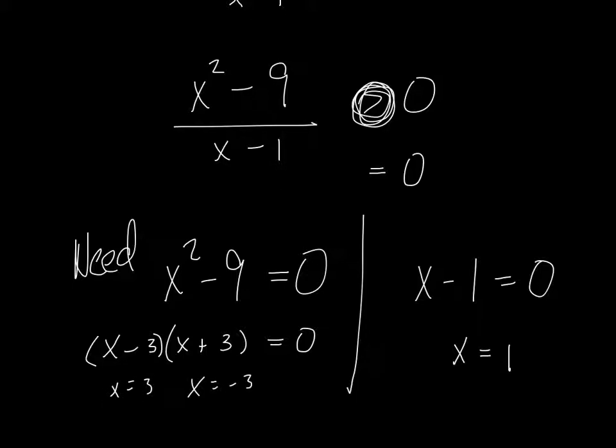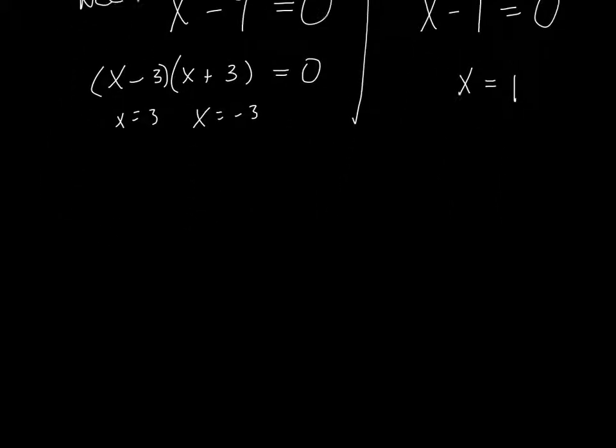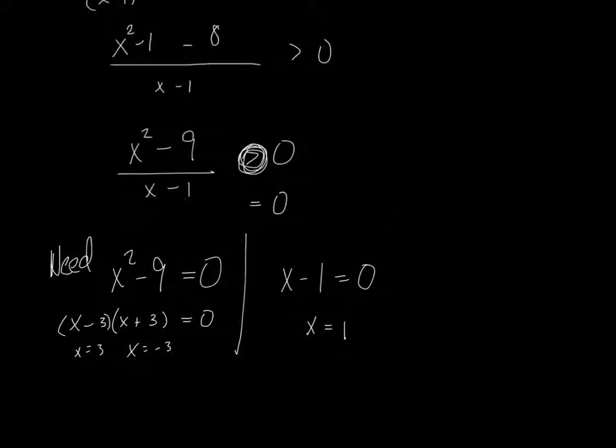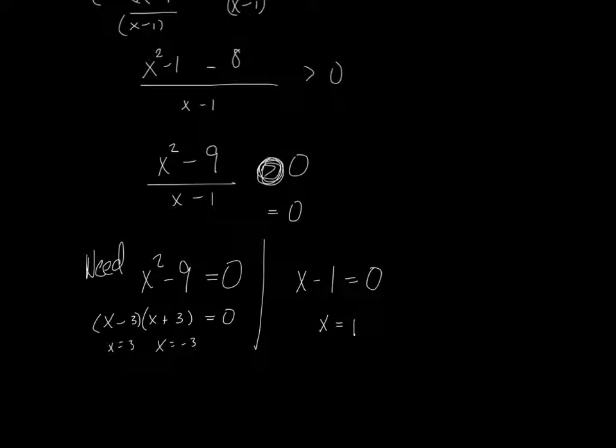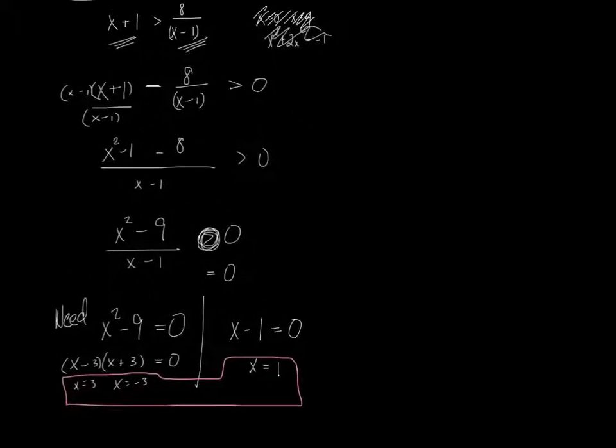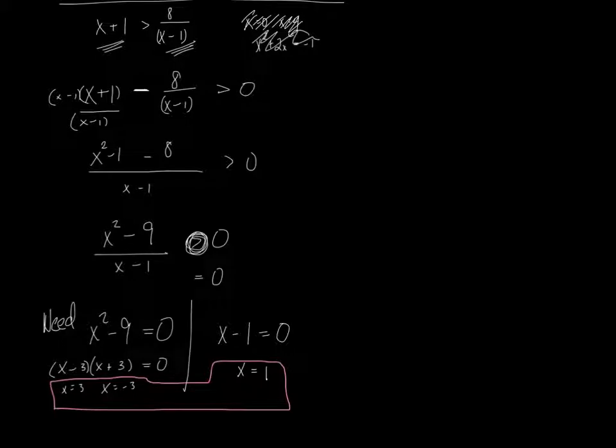Now here's what we're going to do. We're going to take all of the answers that we accumulated, in this case 3, negative 3, and 1. These three guys right here. At the very end, we've gotten numbers. So what we did was take our inequality, turn it into an inequality involving 0, and then we did an equality on both the numerator and the denominator. Now, we're going to construct a number line.